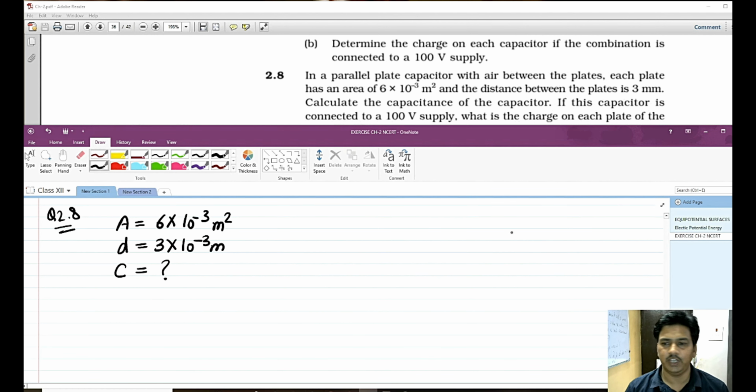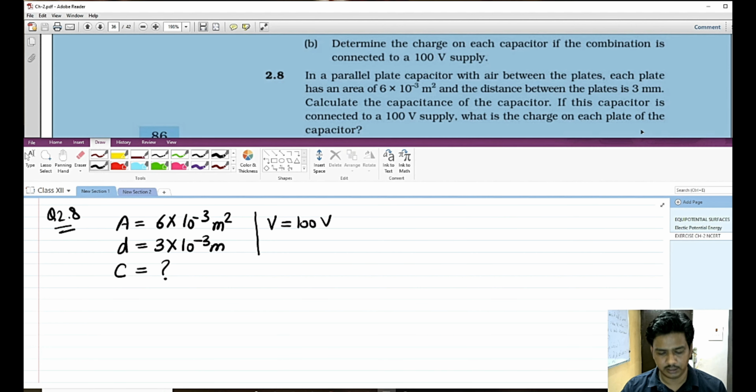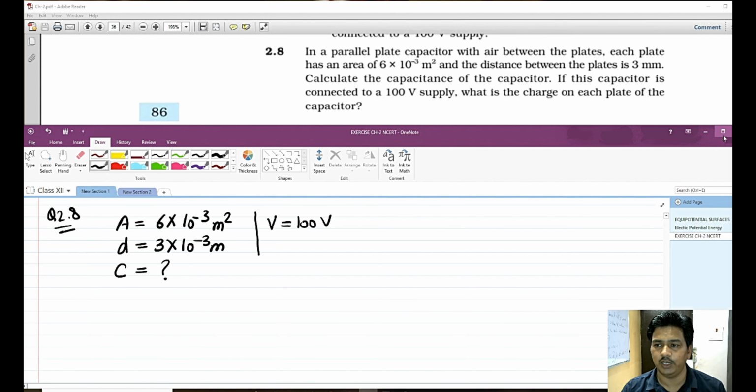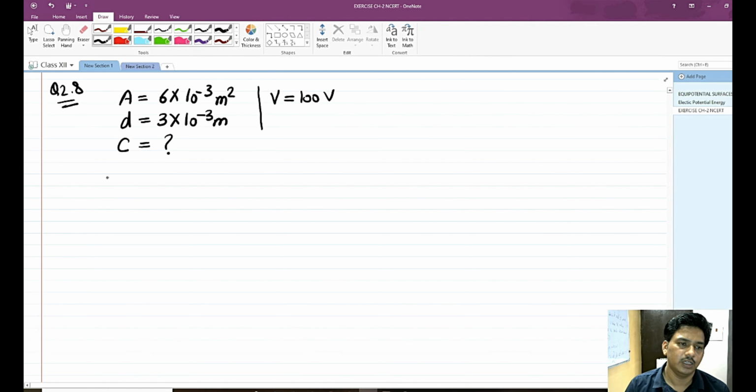In the first part we have to calculate the capacitance. In the second part we connect the capacitor to a 100 volt supply, and then we have to calculate the charge on each plate of the capacitor. But first we need to calculate the capacitance of the capacitor.